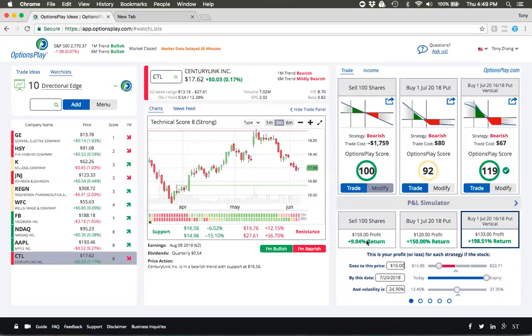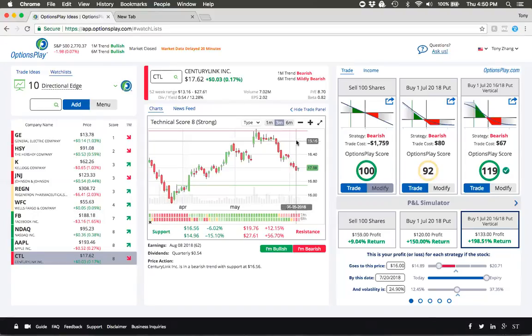Here, you can short the stock. You make a 9% return if the stock goes down to 16. If you bought this put, a really nice 150% return. But if you bought this put vertical here, almost a 200% return if the stock does go down to that $16 level. And again, these are the types of tools and setups that we look for in our daily plays when we send them out to you every day.